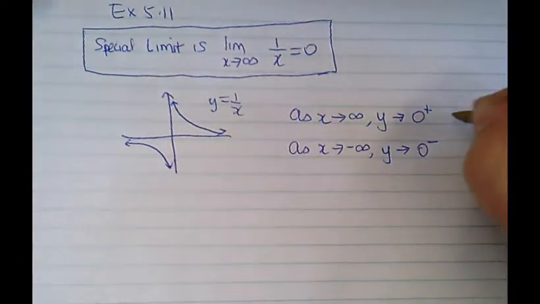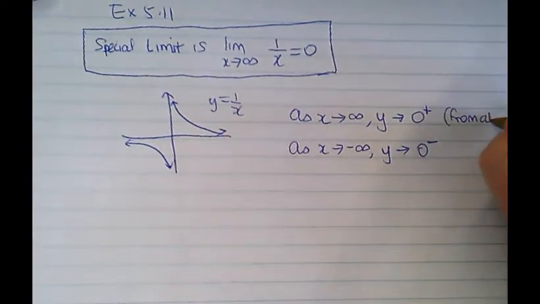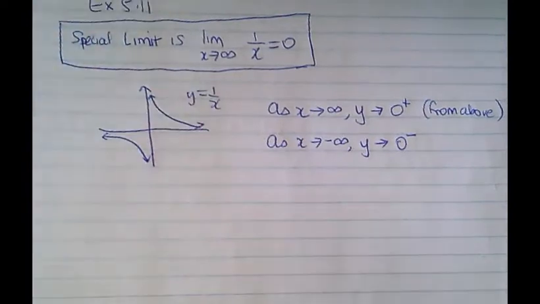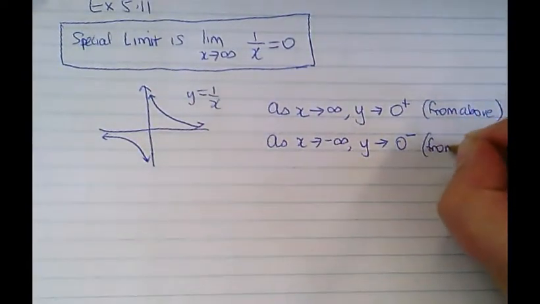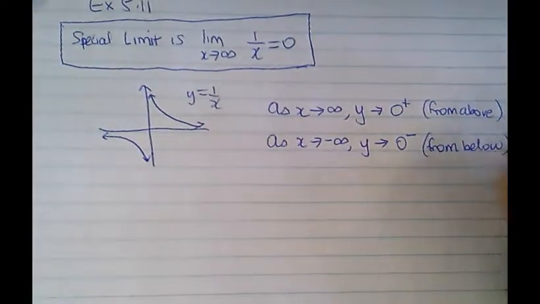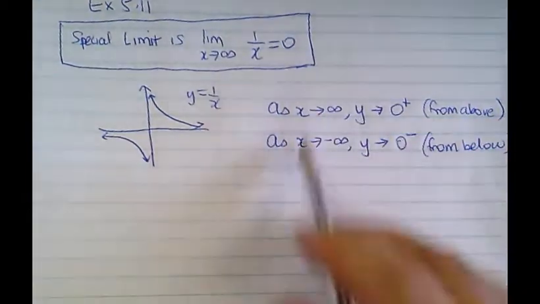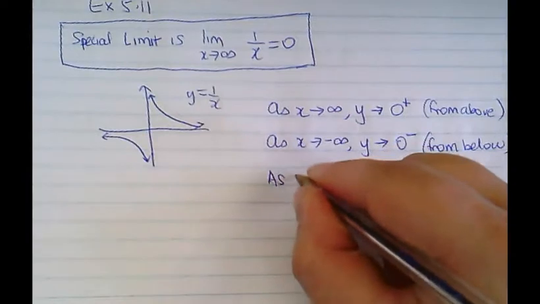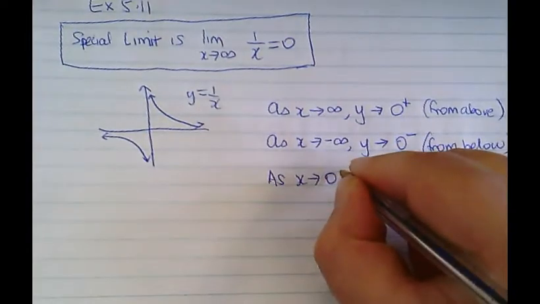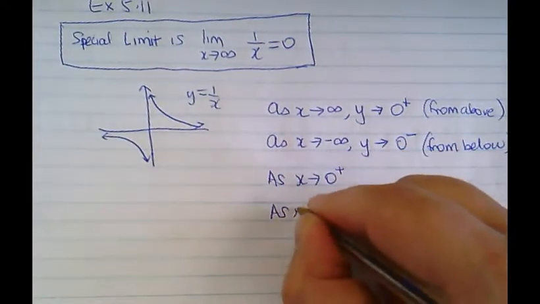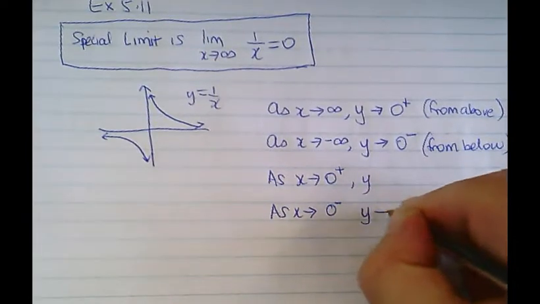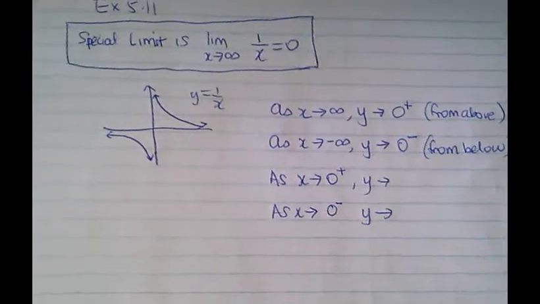So this approaches 0 from above. We know it's approaching 0, but it's coming from the positive y values. This is approaching 0 from below. Okay? So that's that function there. But while I'm here as well, I'm just going to put as x approaches 0 from above and as x approaches 0 from below, what does y approach? Because this is going to help us with our sketching.